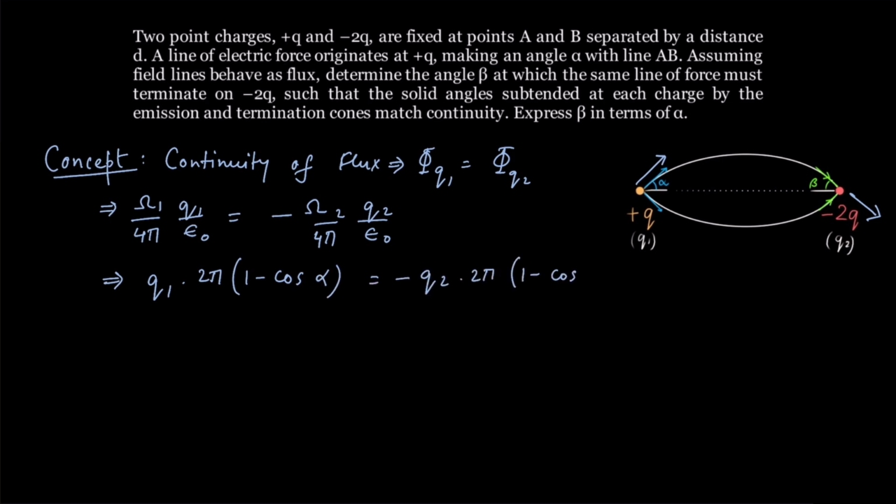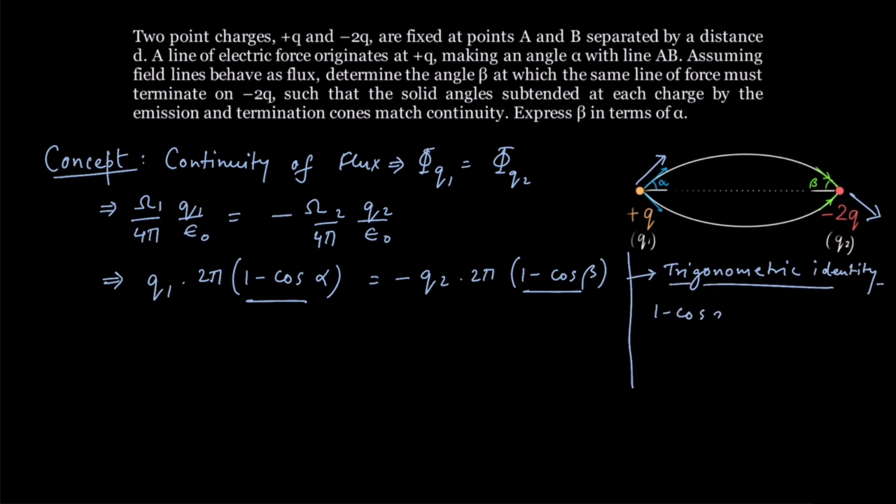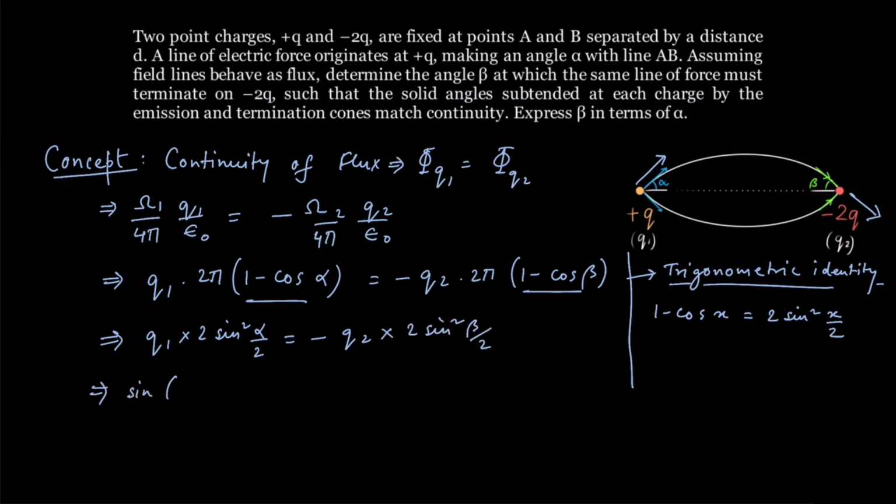After this, we use the cone solid angle expression again, and thereafter we simplify this expression. The easiest way to proceed is by using the trigonometric identity 1 minus cos x equals 2 sine squared x by 2. Now, after some substitution and simplification, we are going to get sine beta by 2 equals the square root of q1 over minus q2 times sine alpha by 2, the arc sine of which gives us beta.